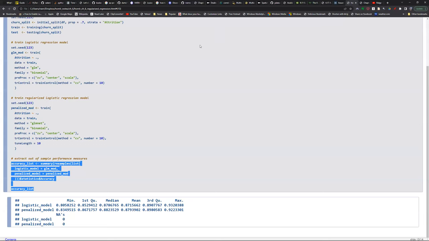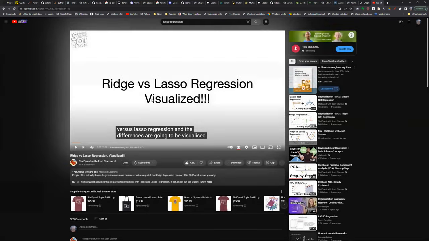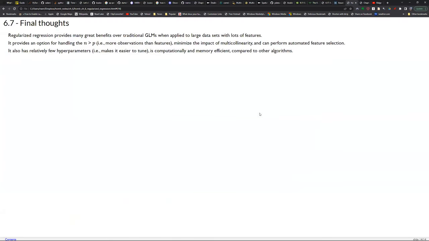So let me put it there. Okay, so it stays in the line. And I'll try to include that video in the notes. It has another video for elastic net, when you combine the ridge and the lasso in one model.